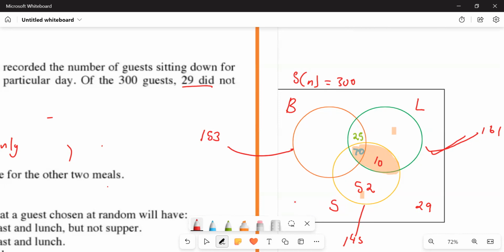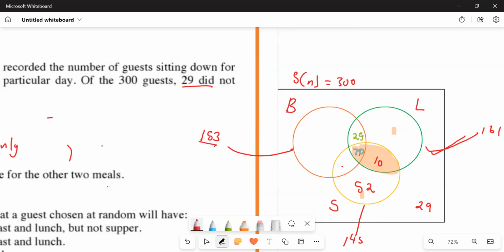Does it make sense? Are we still fine? Okay, now we can then see what happens after that. Again, when we look at the breakfast, all in all, they're supposed to be 153.